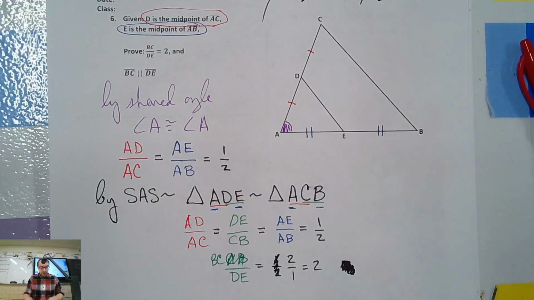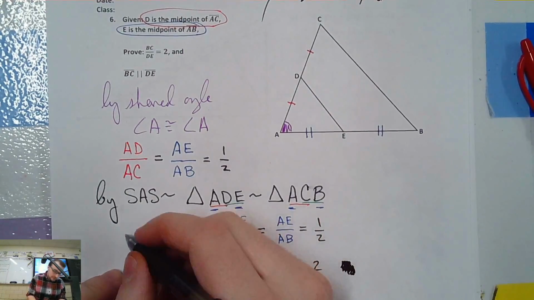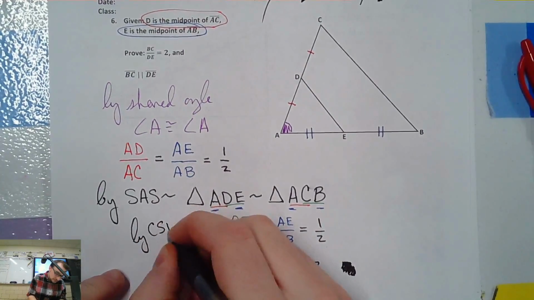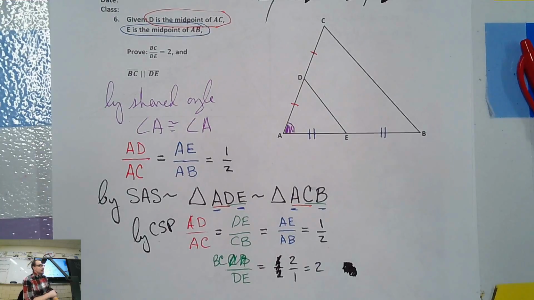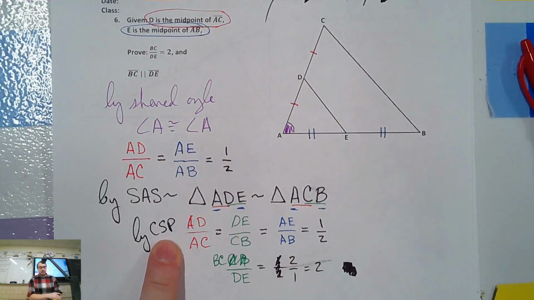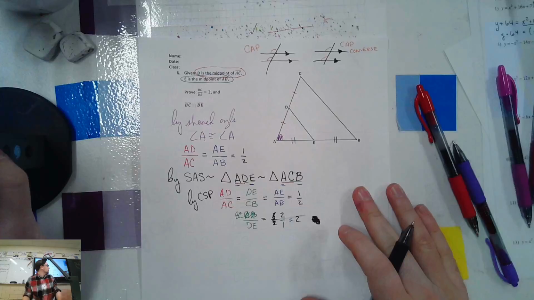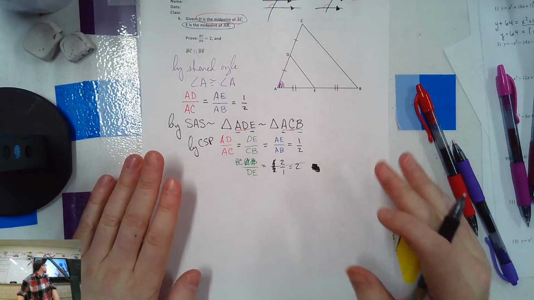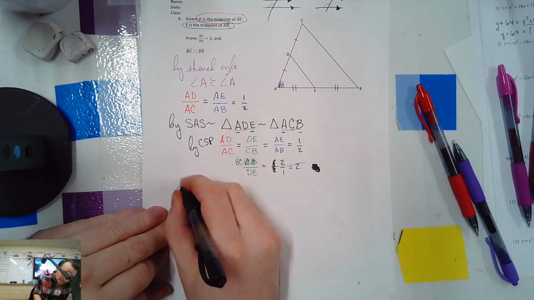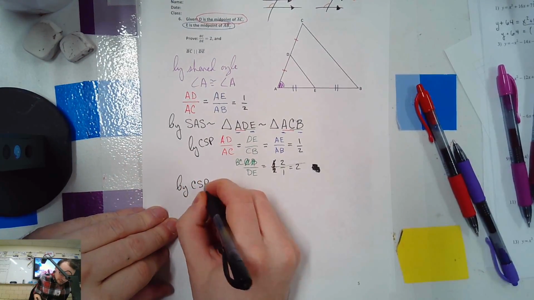So what I'm going to do is use CSP again. That was CSP, that's how we got that. I'm going to use CSP again, and this time I'm going to talk about the angles, okay? So I'm going to zoom out a little bit so you can see. Can you still see? So again by CSP, let's match up some angles.